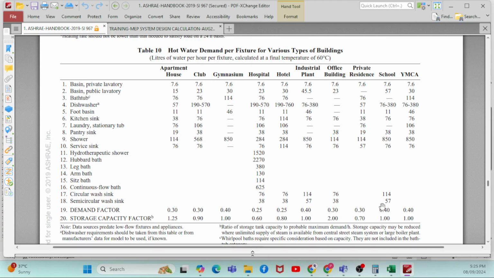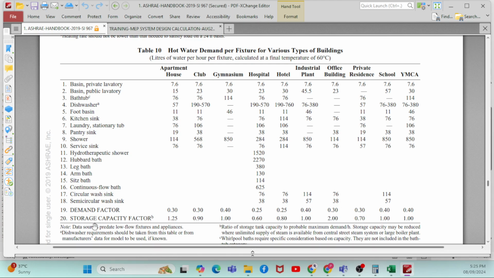No. Simple, right? This is a simple table from the ASHRAE. Okay, so you have different categories, different types of buildings. Then you have different plumbing fixtures. Then there is a demand factor, how much demand will be consumed, whether 30% or 40%, or how much hot water you will be consuming, because you will not consume 100 percent of hot water, you will be mixing it with the cold water.